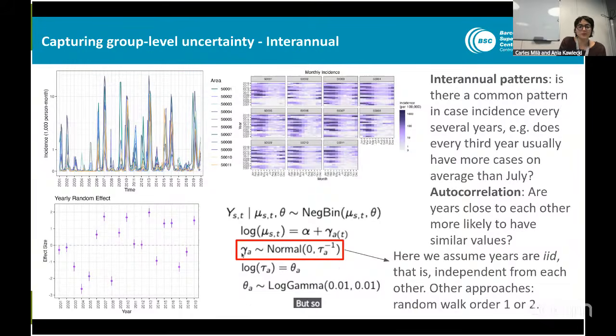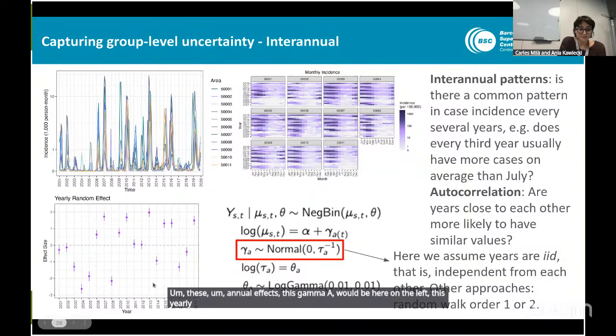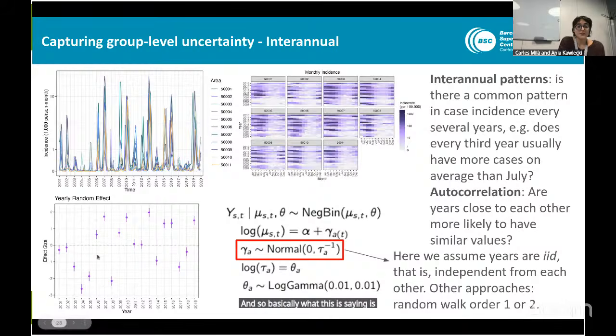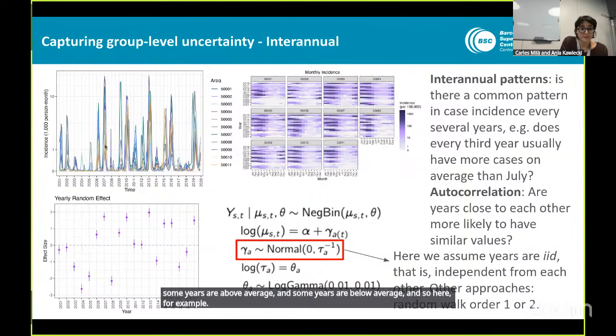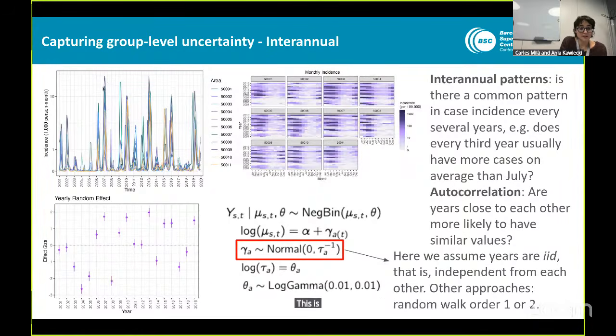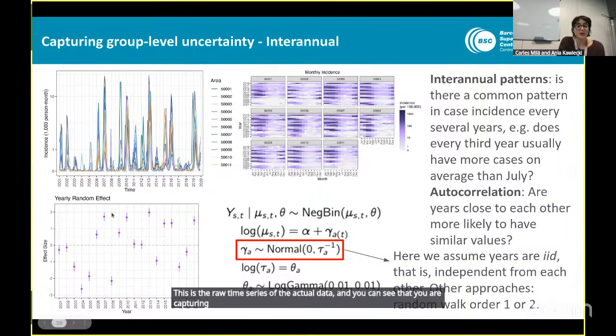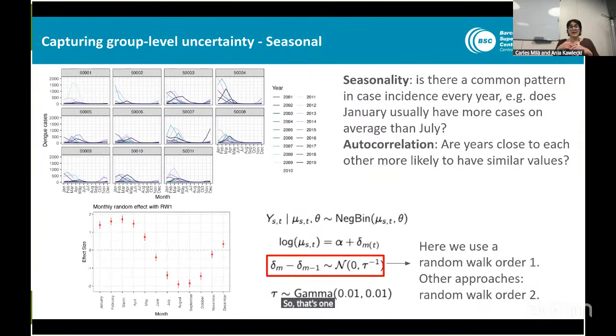Basically, if we actually estimated these annual effects, this gamma A, we would see it here on the left, this yearly random effect. What this is saying is that some years are above average and some years are below average. Here, for example, in 2007 you see there was a big outbreak. This is the raw time series of the actual data, and you can see that you are capturing with this interannual term that that year actually did have a larger than average number of cases. So that's one source of uncertainty that is good to account for.